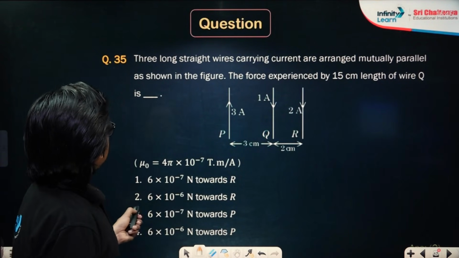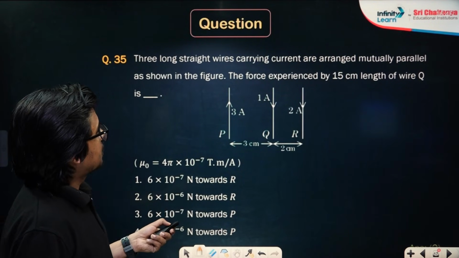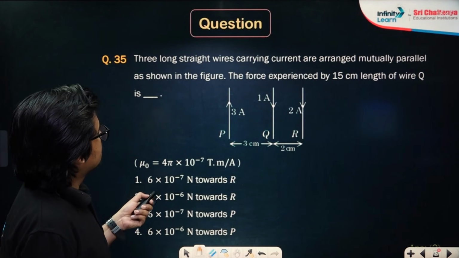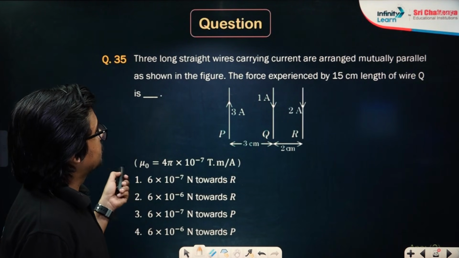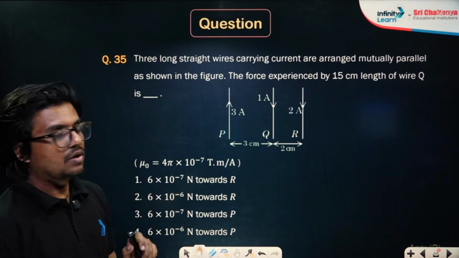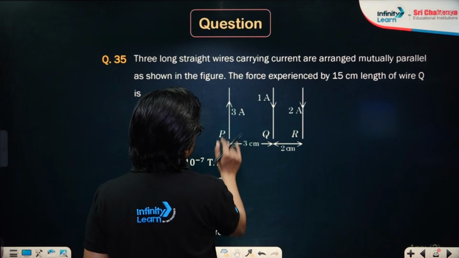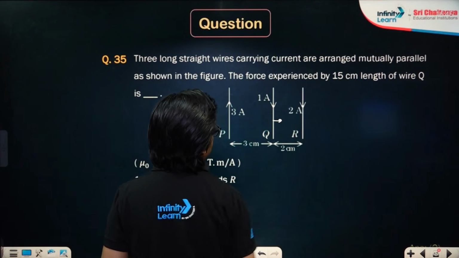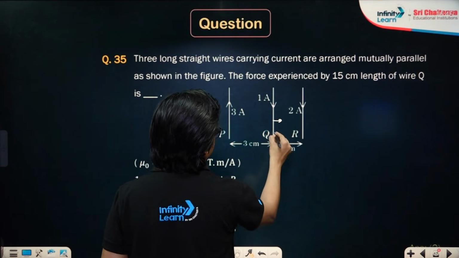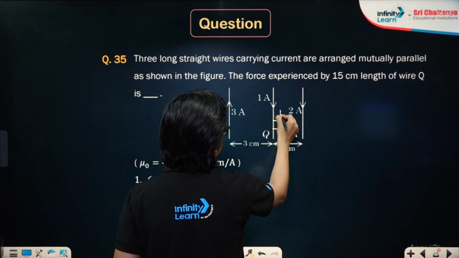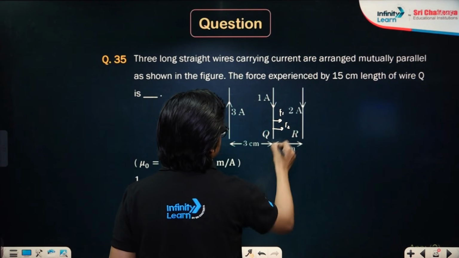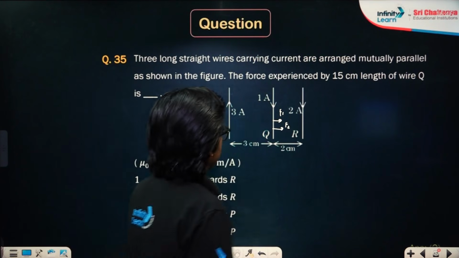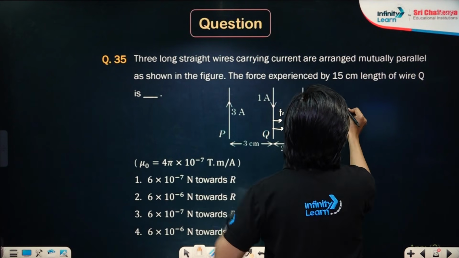Next one: 3 long straight wires carrying current are arranged mutually parallel as shown in the figure. The force experienced by 15 centimeter length of wire Q is? First of all, the force between P and Q is a repulsive one. So force on Q due to P is towards right, and because of R, that is again right. Let me call this force F1 and the second force F2. Force F1 is the force acting on Q due to P, on that 10 centimeter length there.